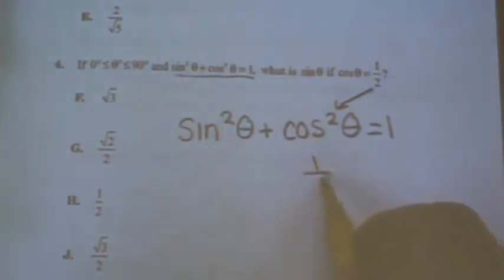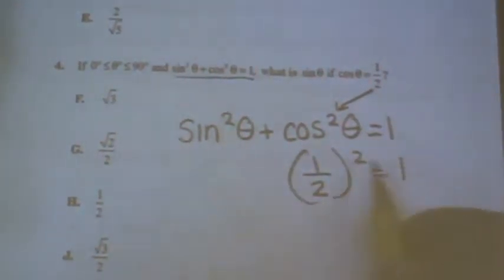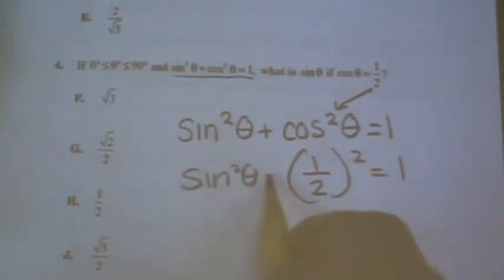Number 4. This is an identity that we will be working with in chapter 9. We're not there yet. But if you had to guess, it says sine squared theta plus cosine squared theta equals 1. And they give you that the cosine of theta is 1/2. By substituting, do you think you know what to do? Even though you haven't learned this yet, you're going to put 1/2 in here, and you're going to square this. So anyone know what to do next?